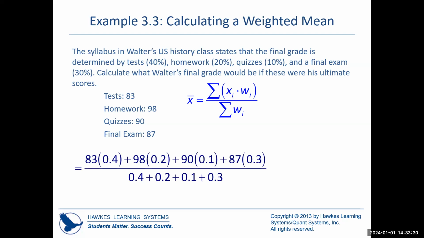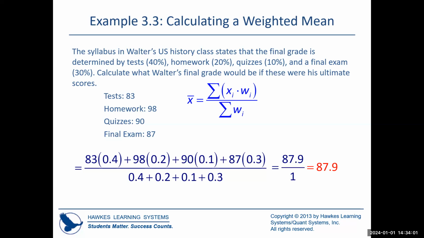His exams were 83, and the tests were worth 40%, so that was represented by 0.4. We do the same thing with homework, 98 times 20% or 0.2, quizzes, and the final. And you'll notice in the denominator, we sum the weights, 40%, 20%, 10%, 30%. If you're paying attention, that should actually be 1. The sum of those percents is 1. The numerator simplifies to 87.9.